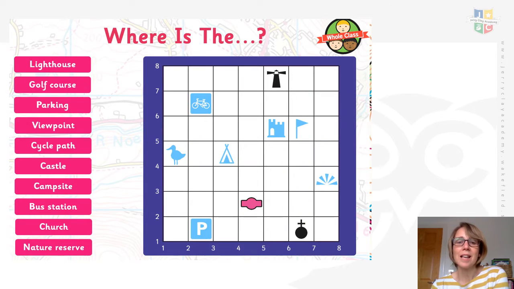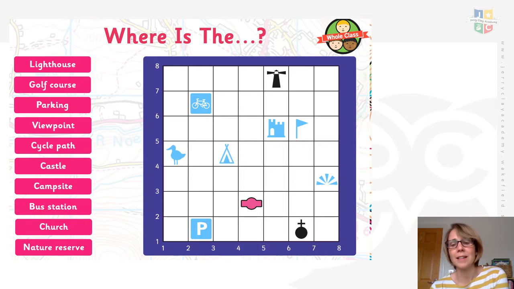So first of all, let's have a look at this kind of map, and this, as you will notice, is just a lot like the coordinates work that we did in maths a few weeks ago, and actually we're revisiting it this week as well in maths. So coordinates is a kind of new learning in maths in year 4, and so it's a good idea and a good time for us to have a first attempt at four-figure grid references in geography as well.